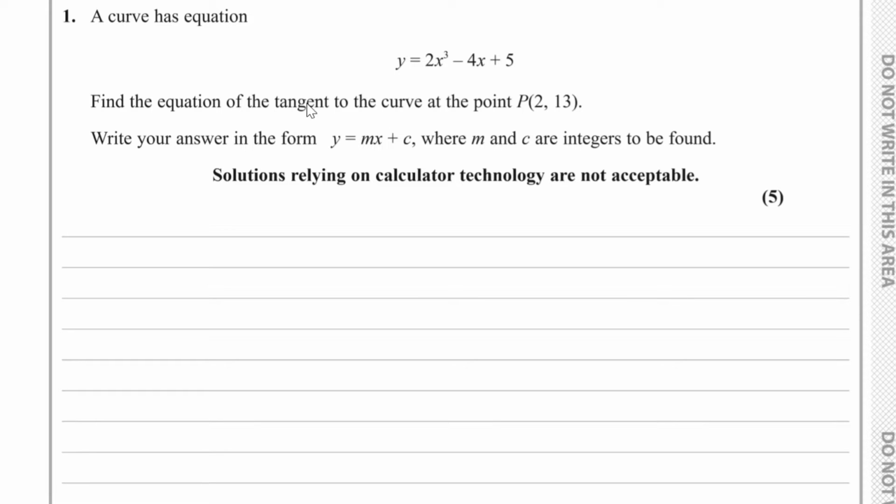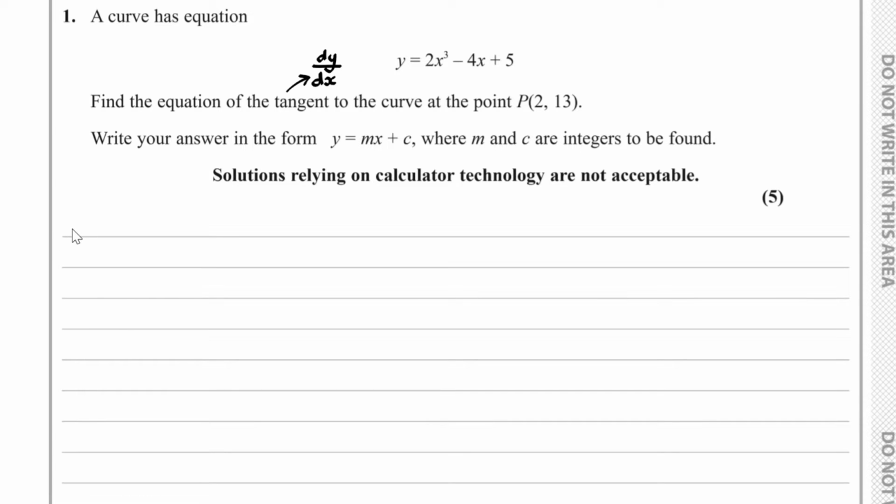Now, when we see the word tangent, we should instantly be thinking to ourselves, we need to find out what dy over dx is. And this will serve as a reminder to differentiate the 2x cubed minus 4x plus 5. And now if we work out what dy over dx is, that will tell us the gradient function.